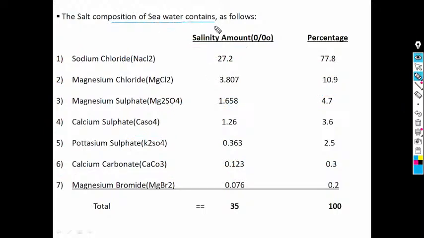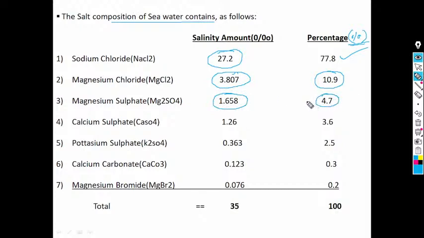The salt composition of seawater contains sodium chloride, 77.8 percent, magnesium chloride 3.807, that is 10.9 percent, then magnesium sulfate 1.658, that is 4.7 percent, and calcium sulfate 1.26, that is 3.6 percent.